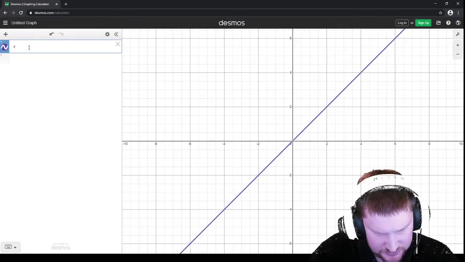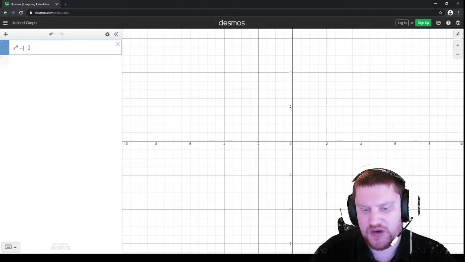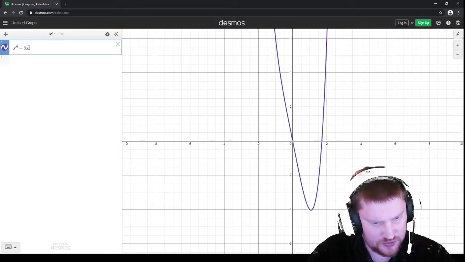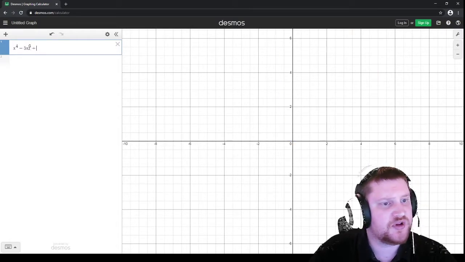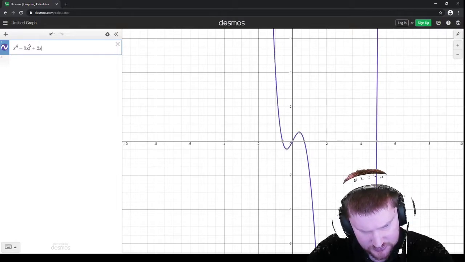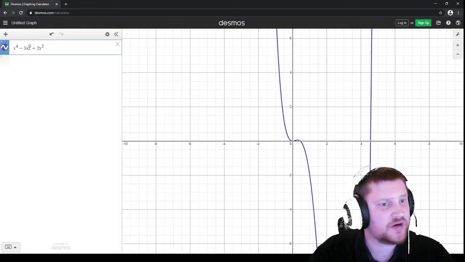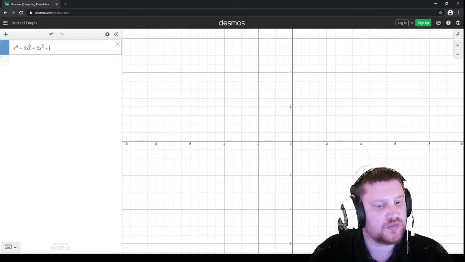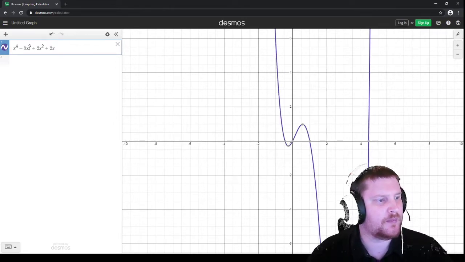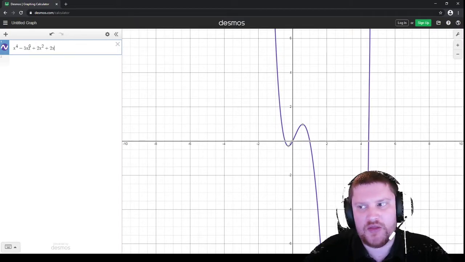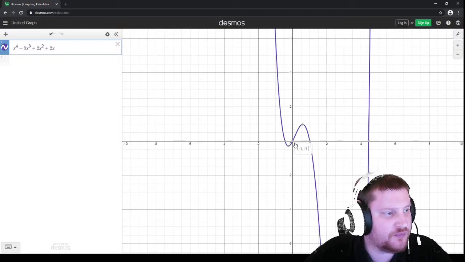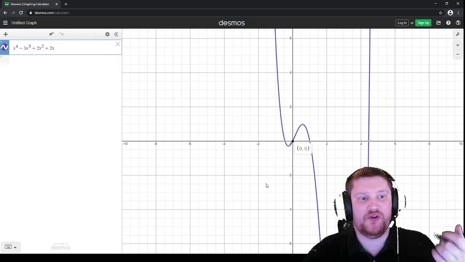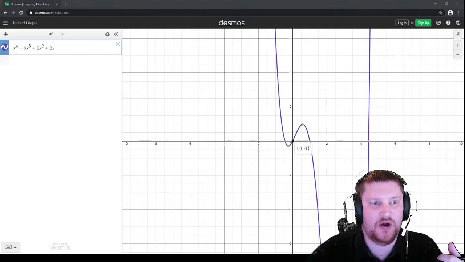So we have x to the 4th minus 5x cubed plus 2x squared plus 2x. All right, there are a couple ways that we can do this. The easiest way that we can do this is to recognize that because this crosses at 0, we can actually factor that out first. So we know that one of the roots is 0.